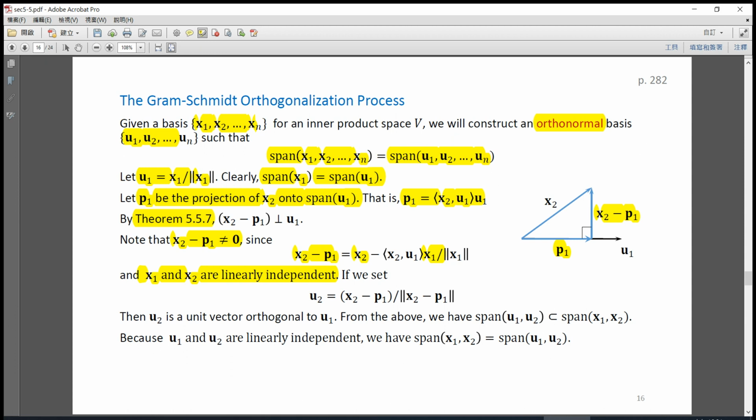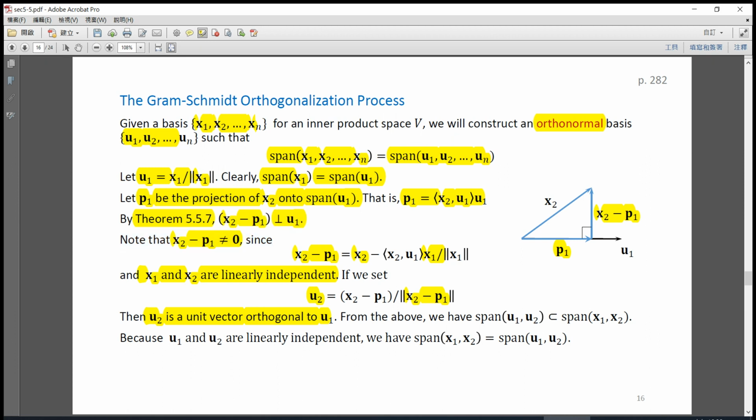Because x2 minus p1 is not the zero vector, the length of x2 minus p1 is not zero, and we can define u2 as x2 minus p1 divided by its norm. And we know that u2 is a unit vector because the length of u2 is 1. And u2 is orthogonal to u1 because x2 minus p1 is orthogonal to u1.